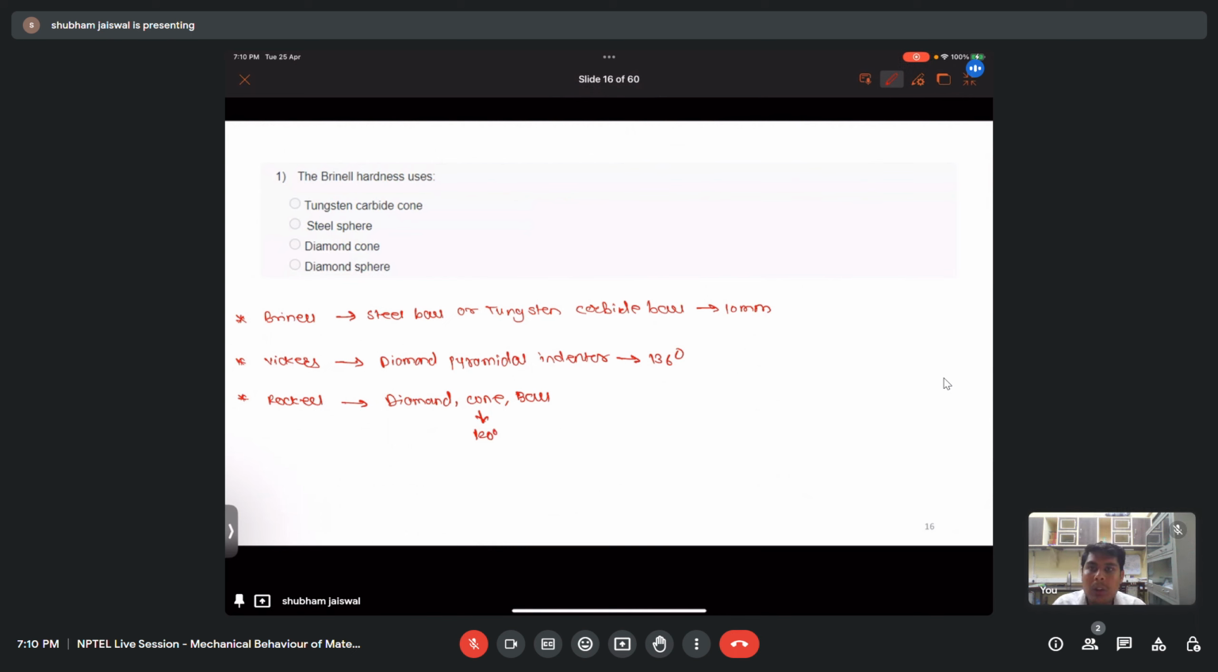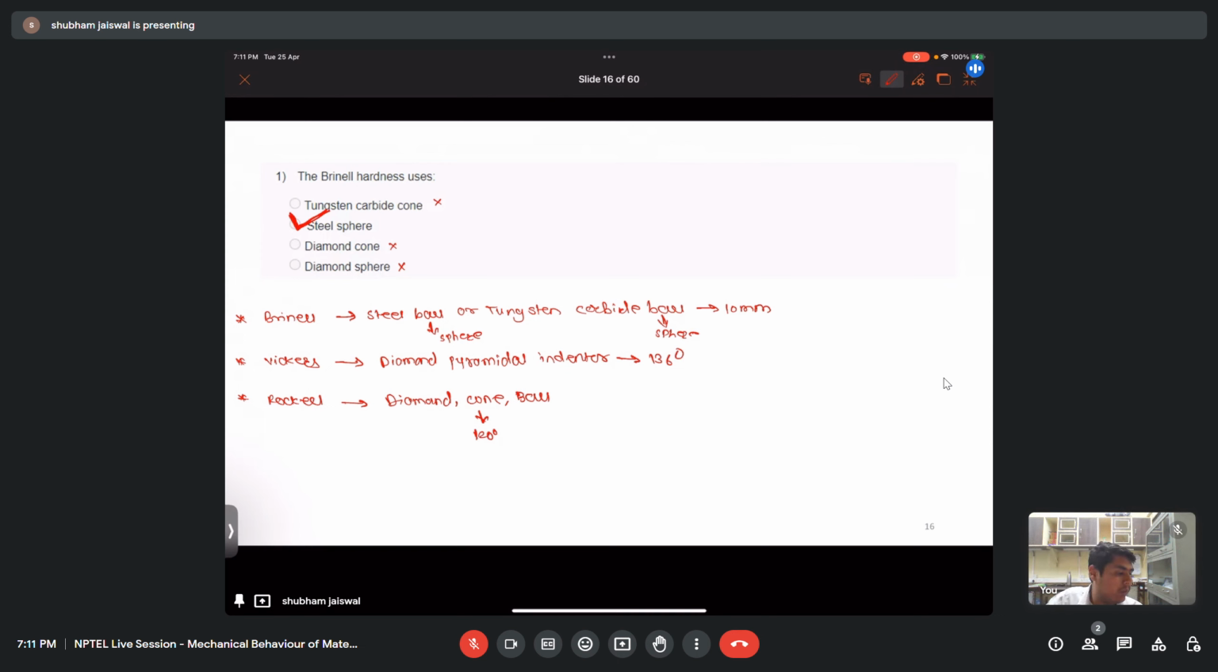So now they are asking about the Brinell hardness. In Brinell hardness, we use the steel or tungsten carbide ball. Here we have the options tungsten carbide, steel sphere, diamond cone, and diamond sphere. So these two options we can eliminate. The remaining two options are tungsten carbide and steel. Here we are using a ball, and it has the shape of a sphere, so it is not a cone. Here they have written tungsten carbide cone. So the correct answer will be steel sphere. Is it not?